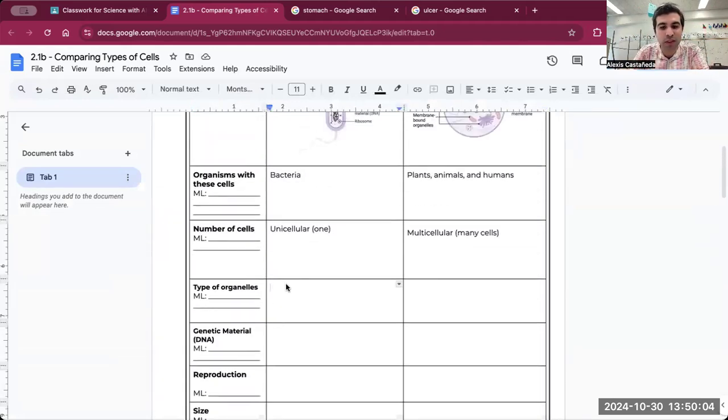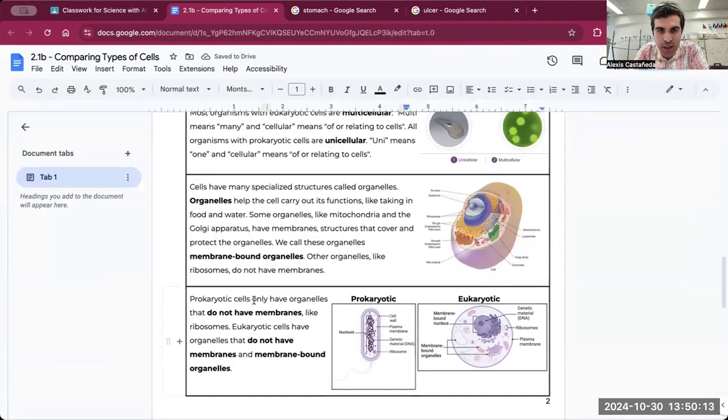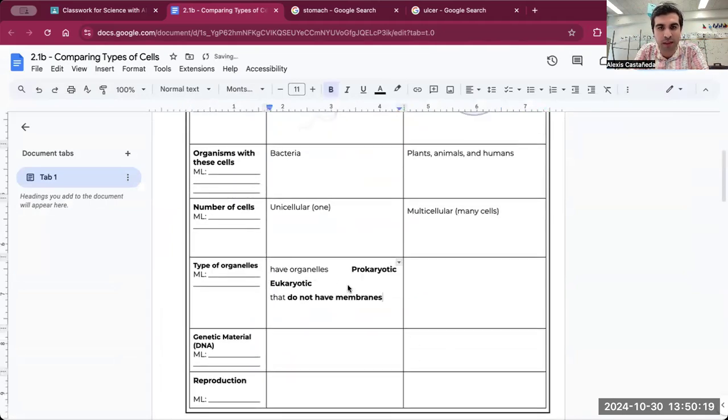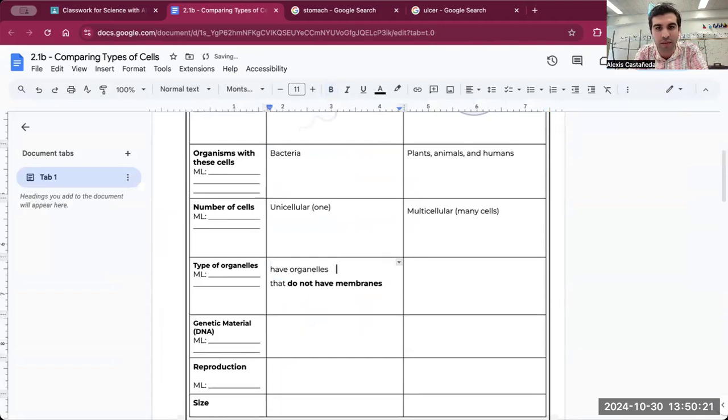So let's look back here. Prokaryotic cells only have organelles that do not have membranes, like a ribosome. So to put an example, that's okay.